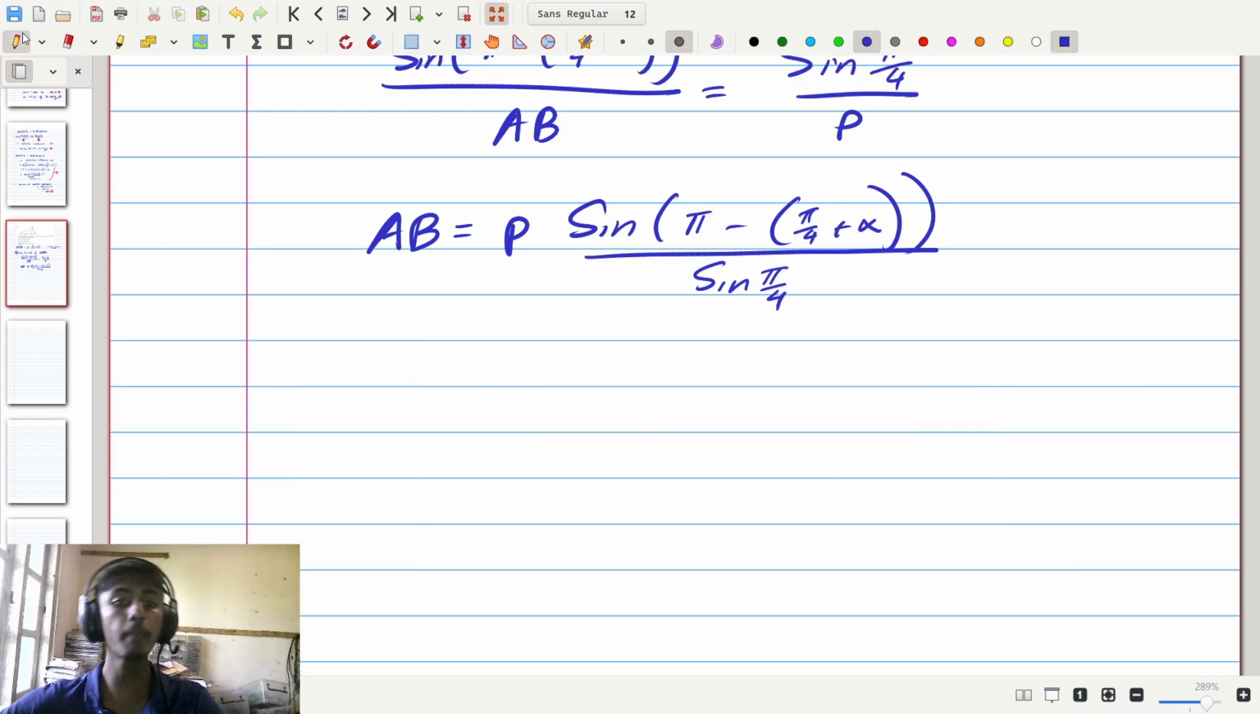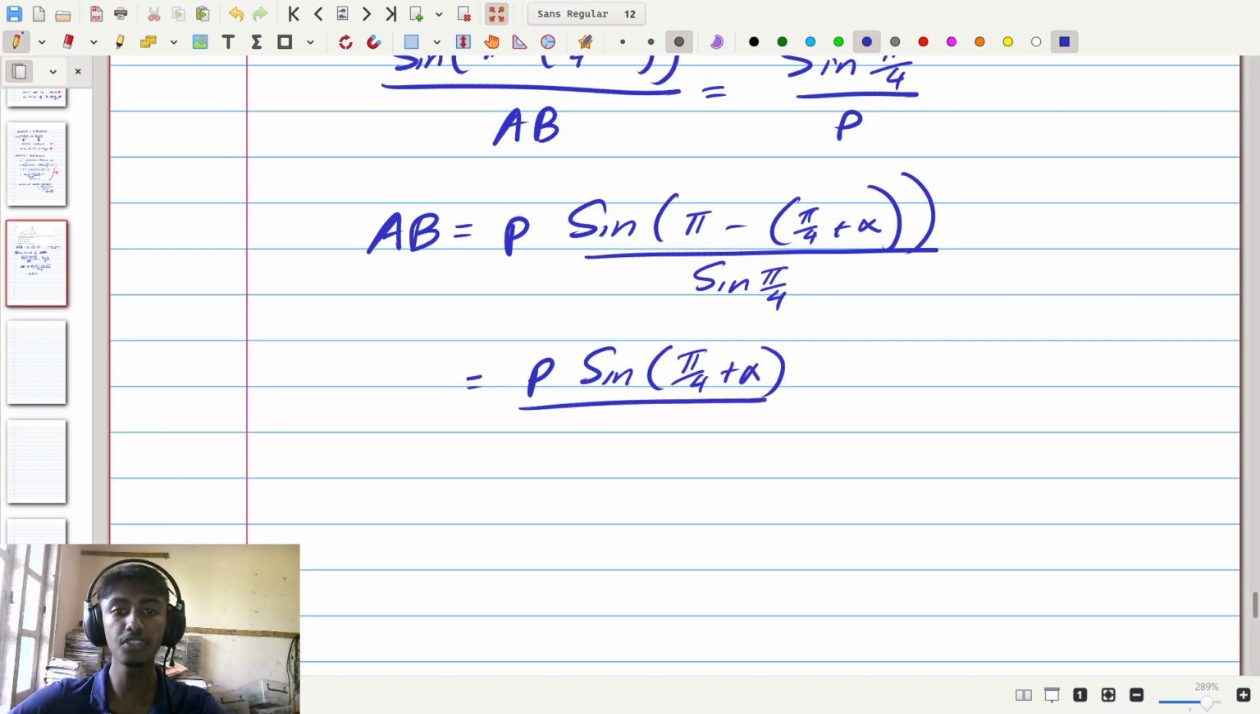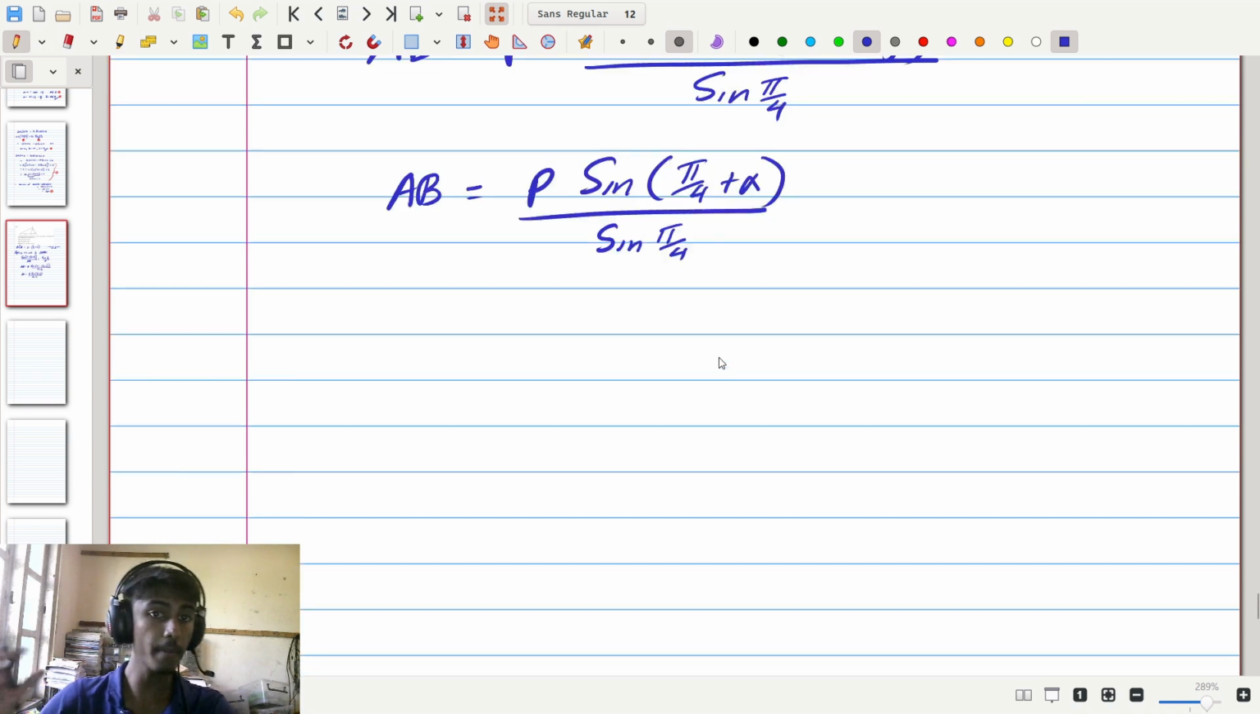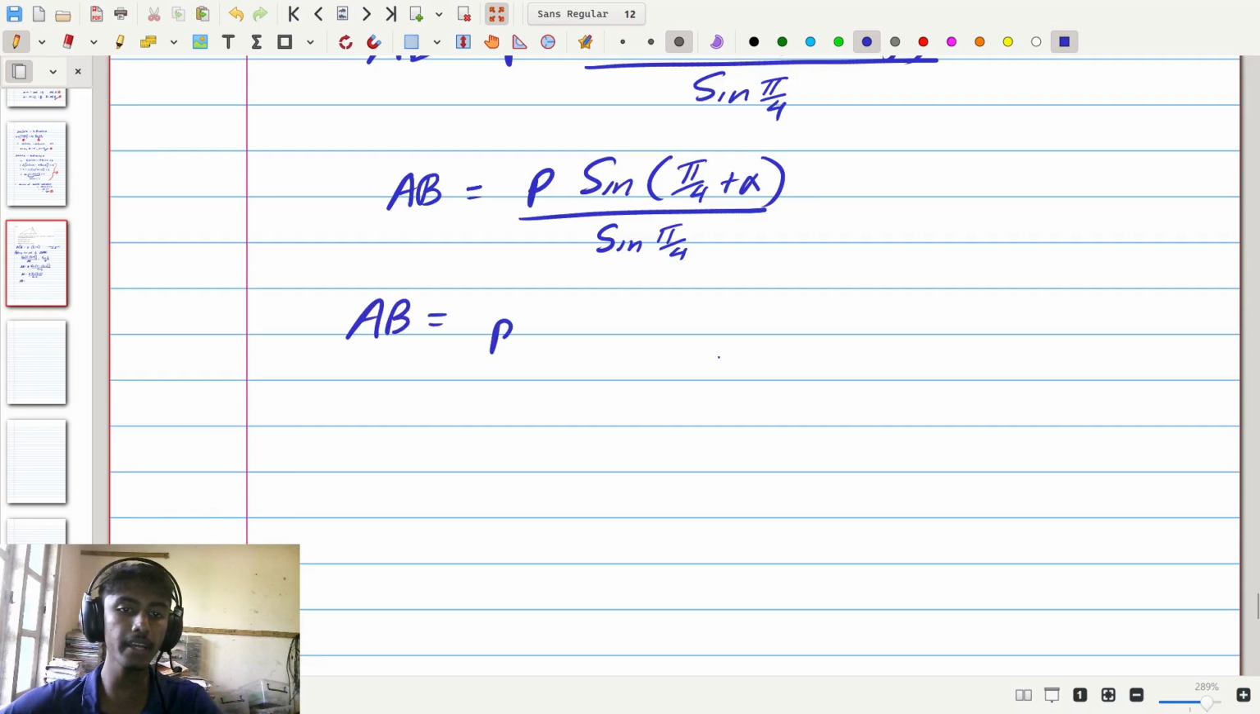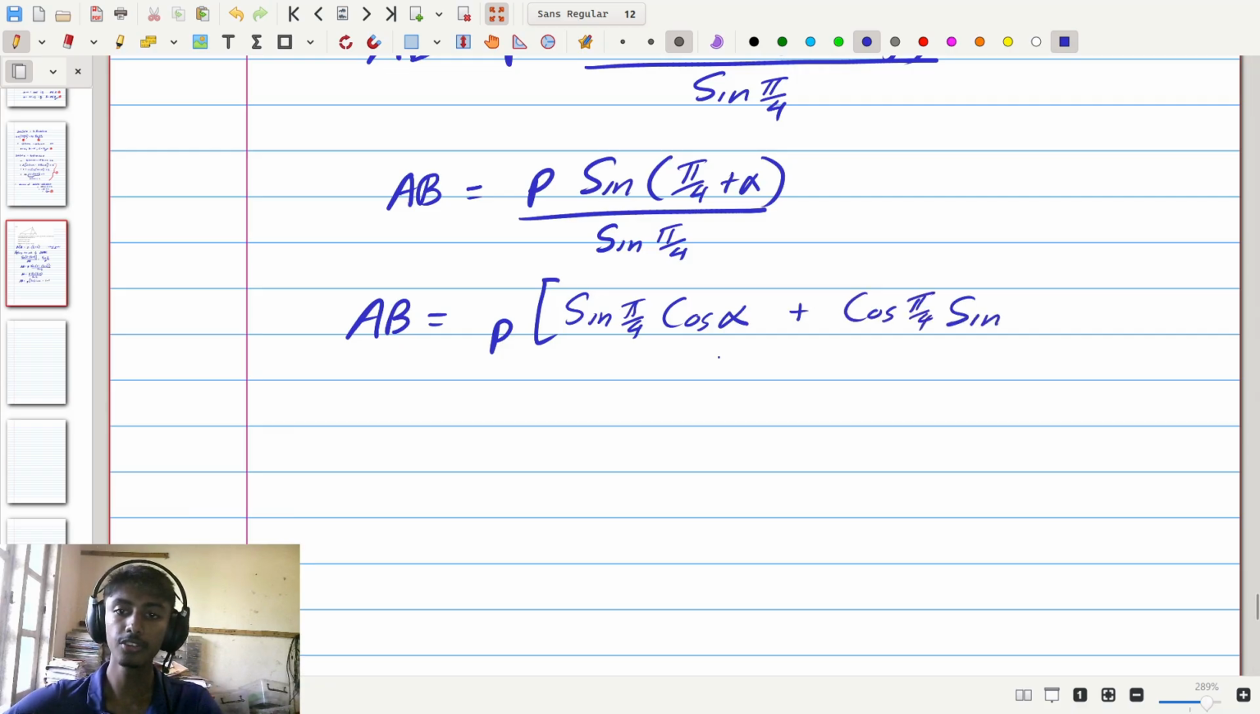According to that, we can replace this with p times the sine of the angle directly, which is pi by 4 plus alpha, and that's divided by the sine of pi by 4. Now what we can do is substitute in the values, and we can see sine of pi by 4 plus alpha can be expanded using the identity sine of a plus b equals sine a cos b plus cos a sine b. So according to that, we're going to get AB equal p times sine of a, which is pi by 4, cos b, which is alpha, plus cosine of pi by 4 sine of alpha divided by sine of pi by 4.